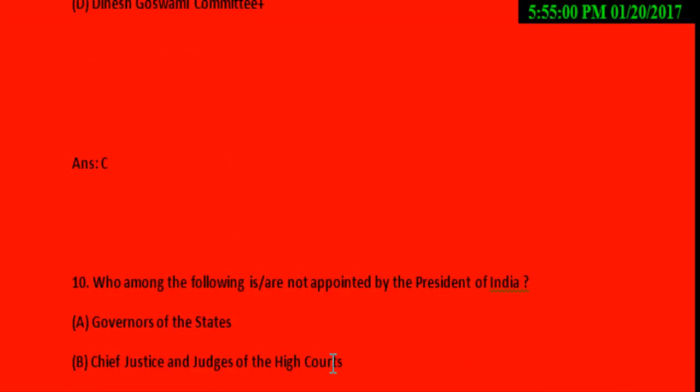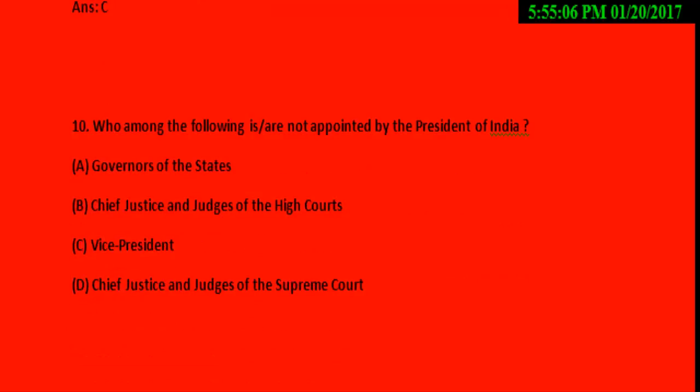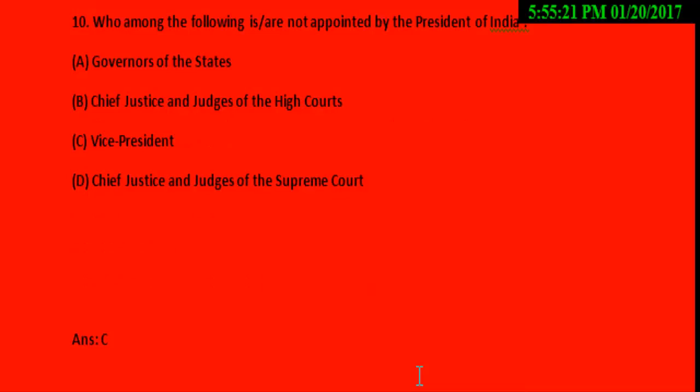For God's sake, it was not B. So C, Rakesh Mohan Committee. Now the next one is, who among the following is or are not appointed by the President of India? Governors of the states, Chief Justice and Judges of the High Courts, Vice President, Chief Justice and Judges of the Supreme Court. So C is the answer, Vice President.